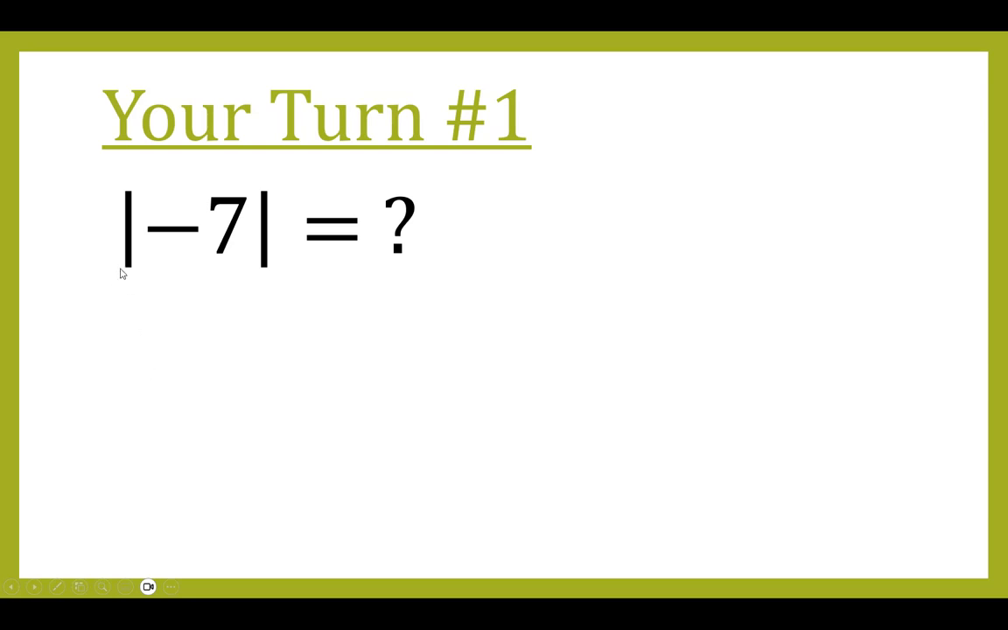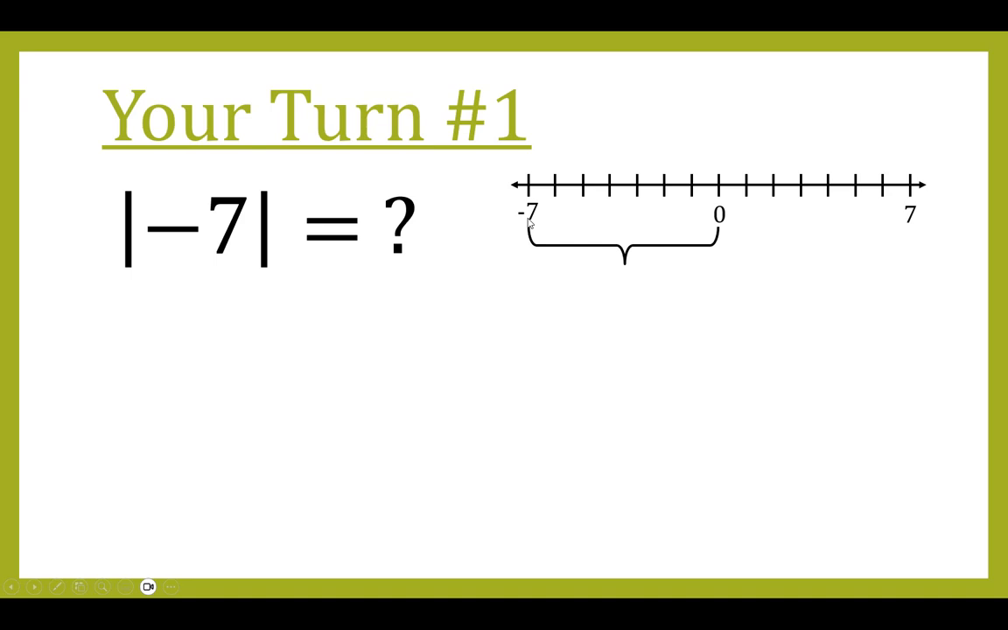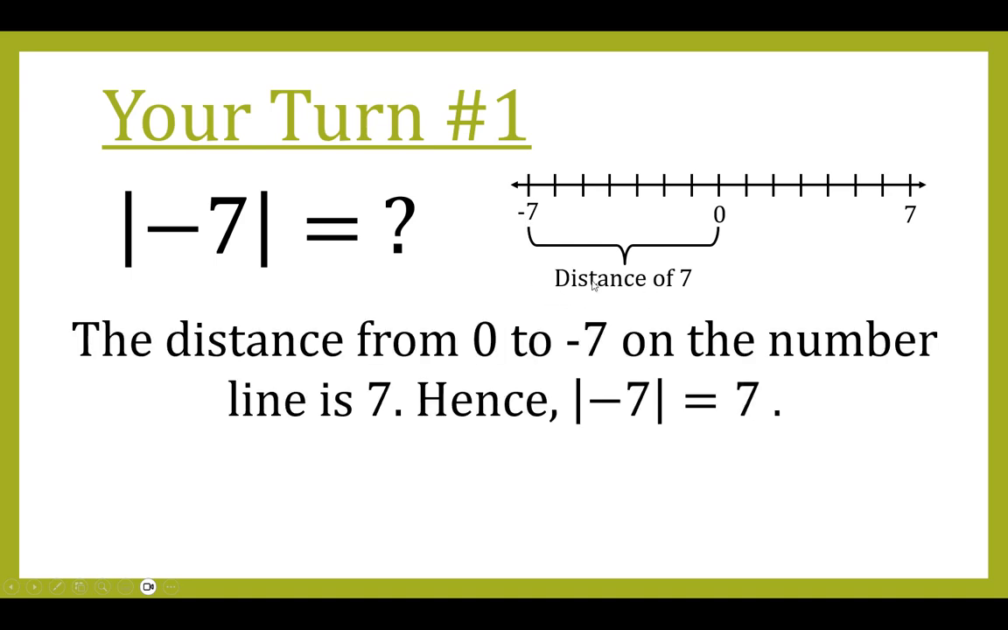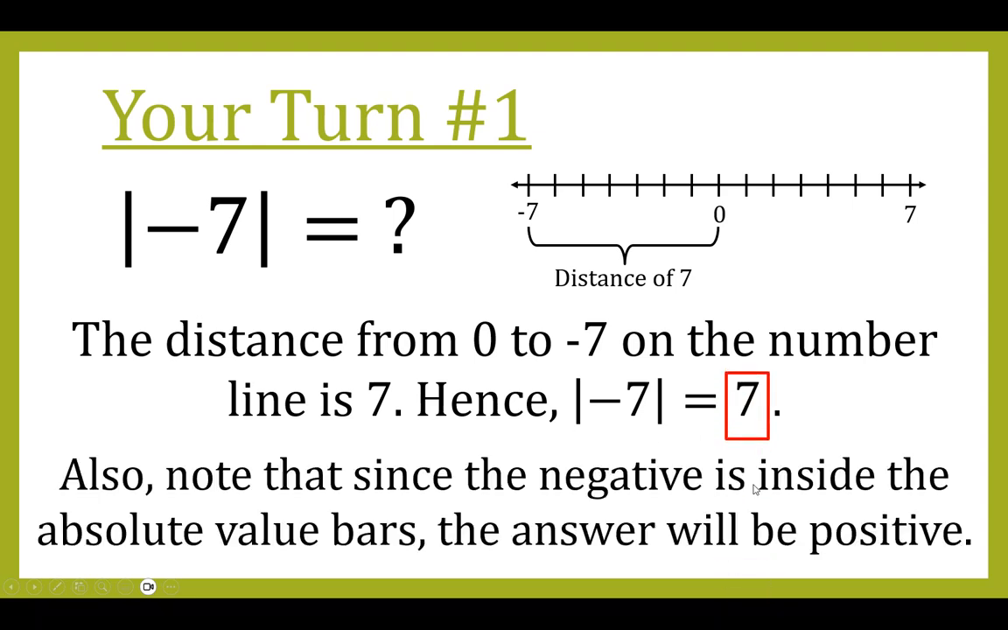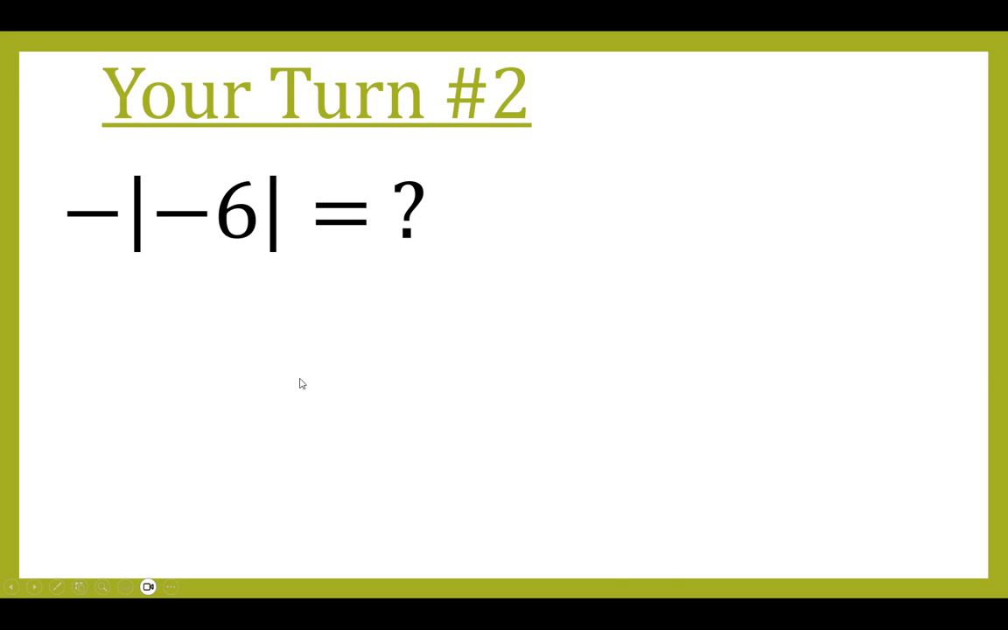Okay, so here I have absolute value of -7. So that tells me on a number line, I am looking at 0 to -7, and that is a distance of 7. So the distance from 0 to -7 on the number line is 7. Hence, the absolute value of -7 equals +7. So note that since the negative is inside the absolute value bars, the answer will be positive. Exactly what we talked about earlier. So now let's move on to your turn number 2.